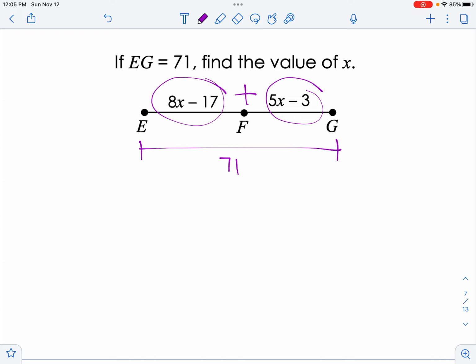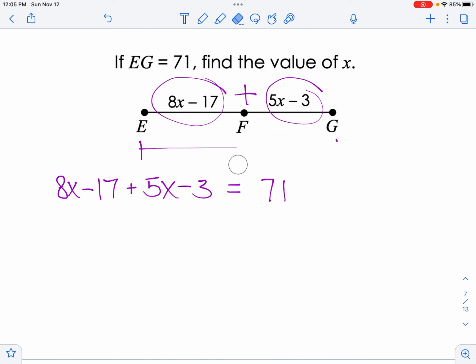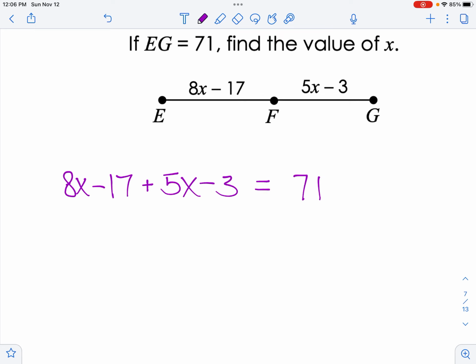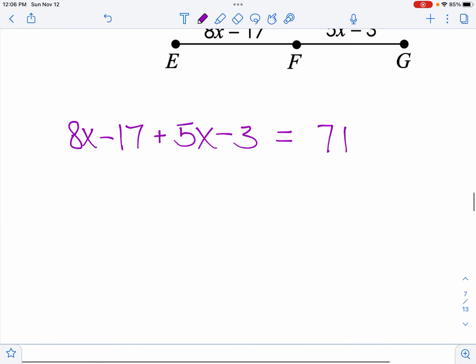We're going to write 8x minus 17 plus 5x minus 3. That better be equal to the total length, which is 71. So let's do that. Let's just get rid of this so we're not confused by that part. Okay, so here we go. Now, when I solve equations like this, I want to put the like terms together. So I want to combine this, and then I want to put this and this together.